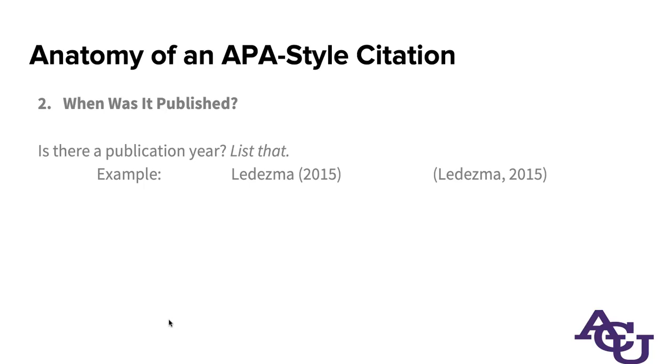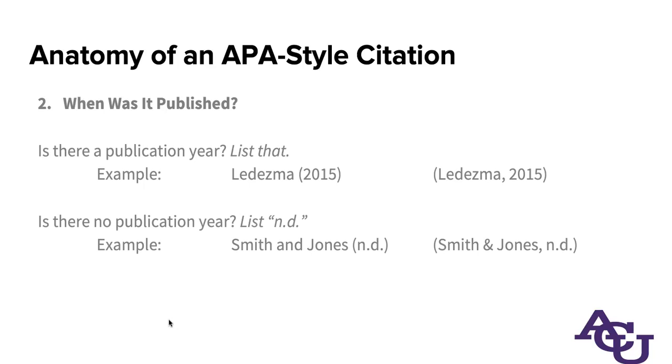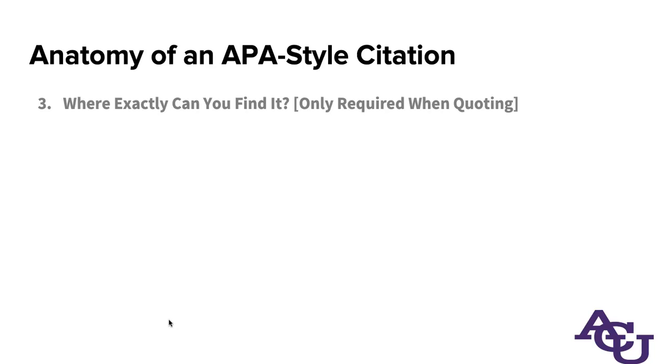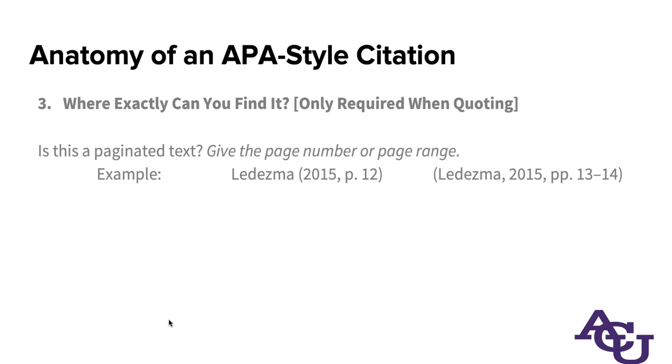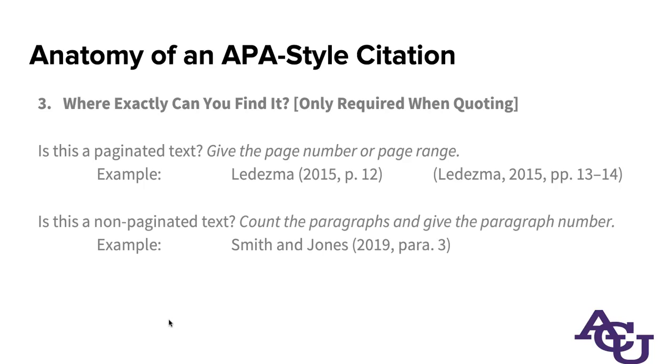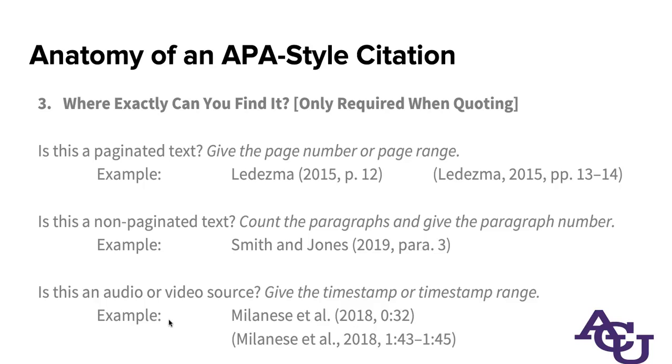So for the parenthetical citations, that's going to be the year. If there's no publication year, then we use n.d., which stands for a Latin phrase that basically means no date, not dated. And then how you can find it, again, we've got the page number format. We see page number and page range. Paragraph, if there are no page numbers, you can count the paragraphs and indicate, oh, that was the 5th paragraph. And if it's audio or video, you can give the timestamp or timestamp range.